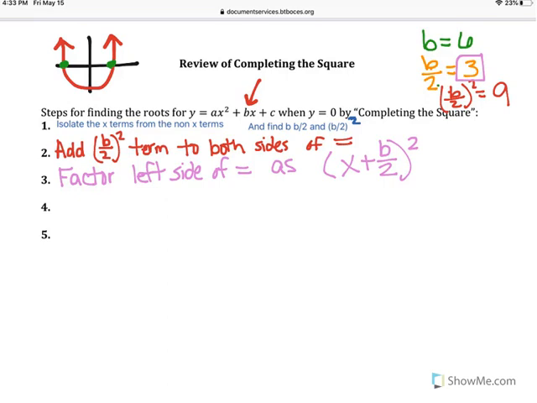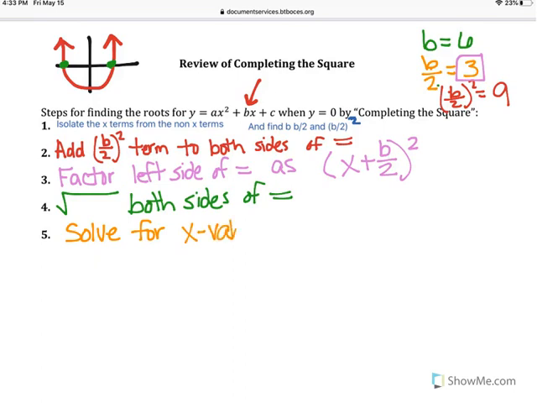So in step 4, we have to take the square root, so I'll just do the symbol for the square root, of both sides of the equation, and the last step that we're going to do is to simply solve for, and I'm going to write x values because it's more than one, so you're going to find 2 x terms here, not just one.